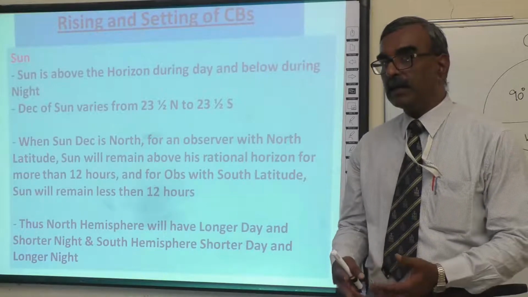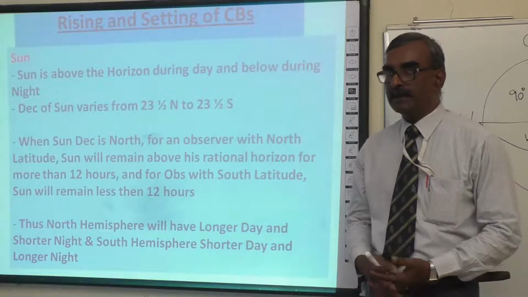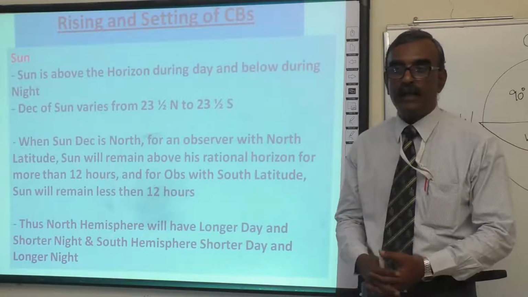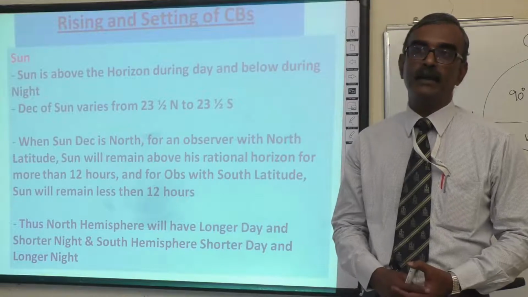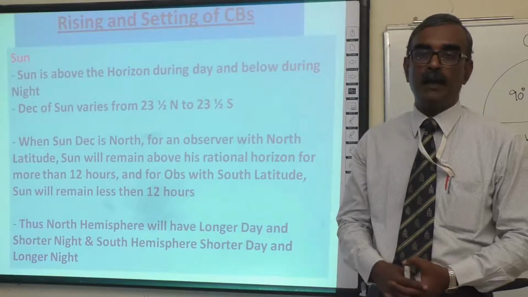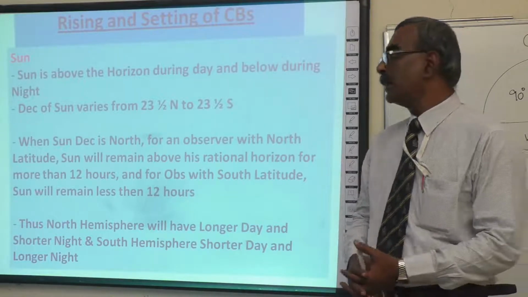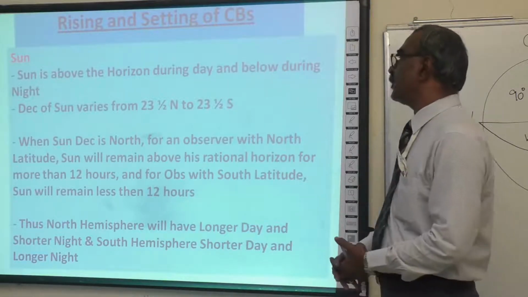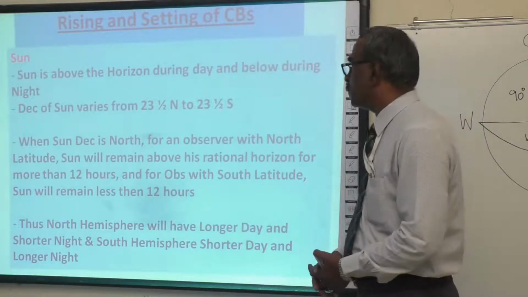We are aware the main body which we are interested in is the Sun. The Sun is above the horizon during the day and below the horizon during the night. That is why we have day and night periods. We are also aware, or you need to be fully aware, that the declination of the Sun reaches a maximum of around 23.5 degrees north and 23.5 degrees south.